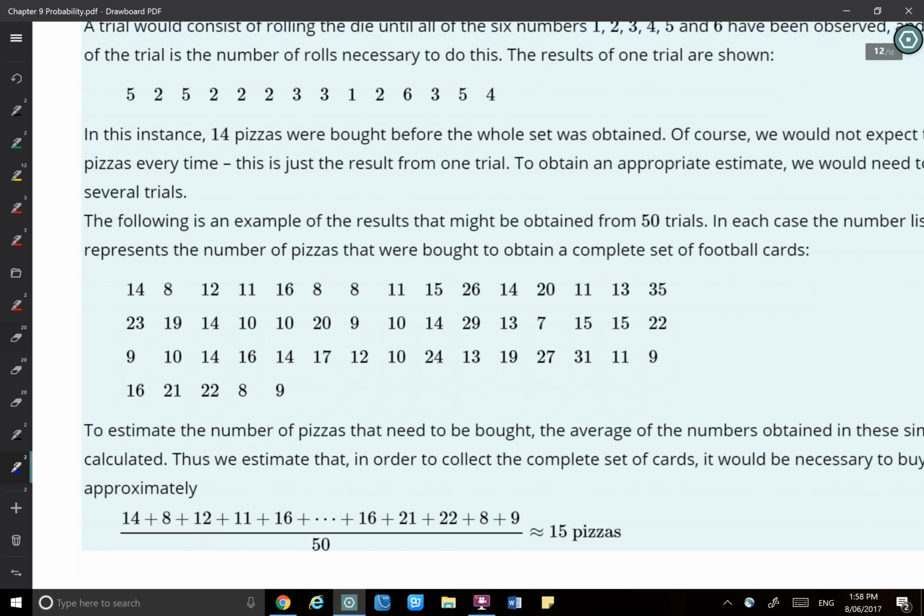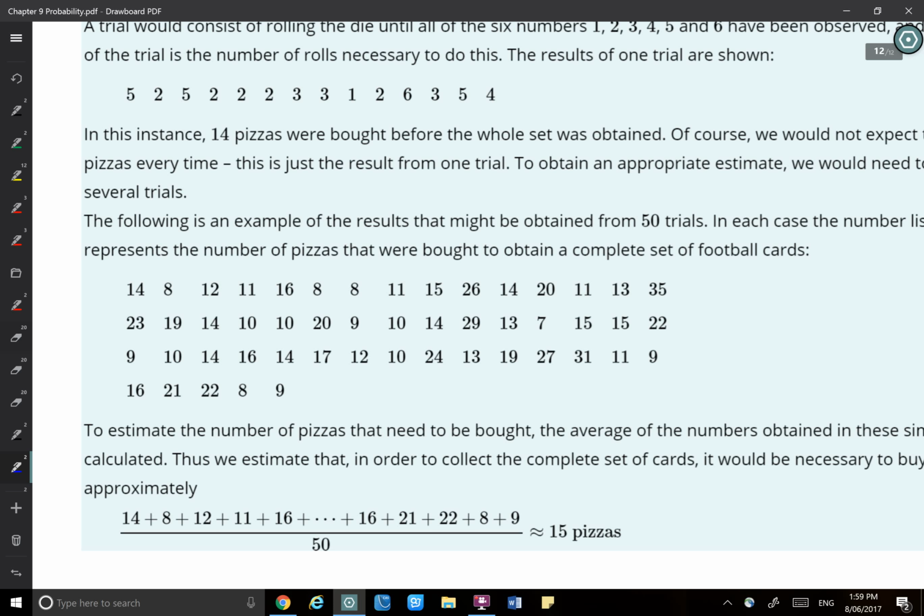5, 2, 5, 2, 2, 2, 3, 3, 1, 2, 6, 3, 5, 4. That is the trial for the first time. Count how many numbers there are. 1, 2, 3, 4, 5, 6, 7, 8, 9, 10, 11, 12, 13, 14. I threw it 14 times to get all of the 6 numbers, which means I need to buy 14 pizzas.